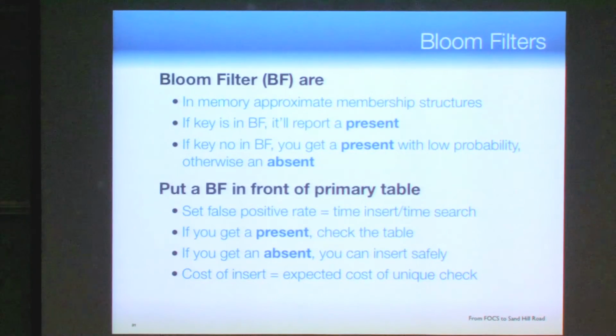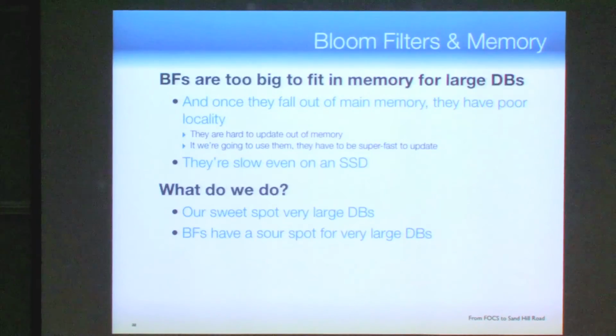Bloom filters are a solution for this. They're in-memory approximate membership structures. If the key is present, you report present, and if it's not present, then you usually say absent, but with some low probability you might say present: a one-sided, false positive kind of error. If you set the false positive rate to be the ratio of the insert time to the search time, then you can really reduce the cost of doing unique checks.